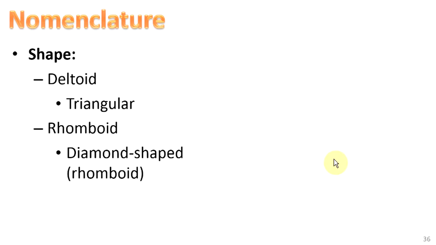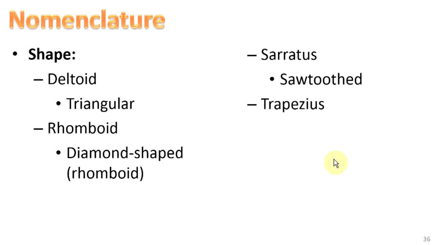Rhomboid is diamond shaped or rhomboid shaped, and we have two muscles that go from the spine to the medial border of the scapulae, and those are the rhomboid major and minor, really rhomboideus major and minor, but no one ever says that. Serratus means sawtooth, so we'll talk about the serratus anterior and the serratus posterior, and they're sawtooth, meaning they're serrated, okay? Trapezius is trapezoid, so the trapezius is a kite-shaped muscle on your back that we'll show you a little bit later.